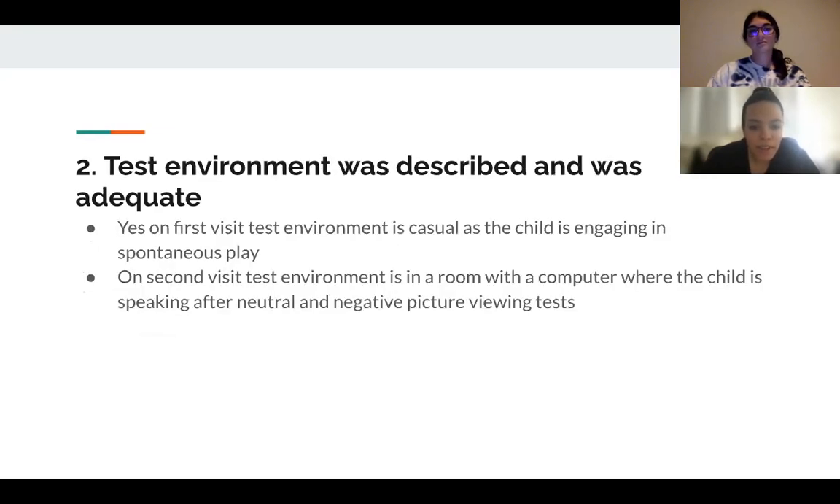The test environment was described and it was adequate. They described that in the first visit of the child, he or she engaged in spontaneous play. On the second visit was where they conducted the actual experiment, and the test environment was in a room with a computer where the child would speak after viewing negative or neutral pictures.